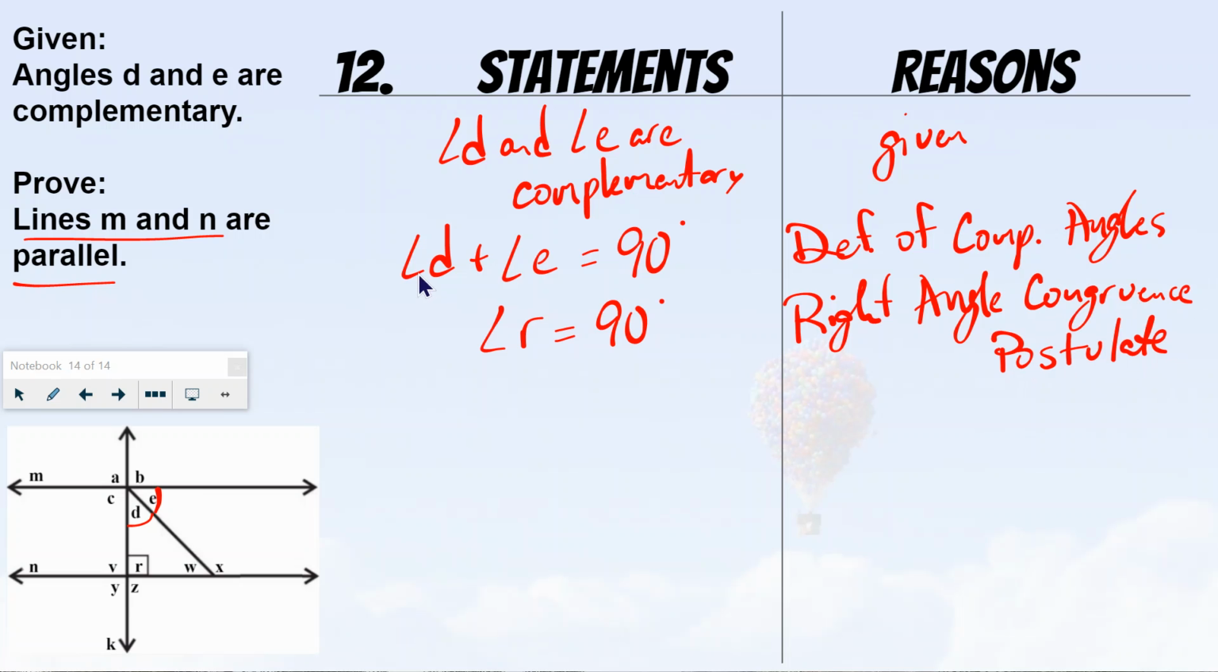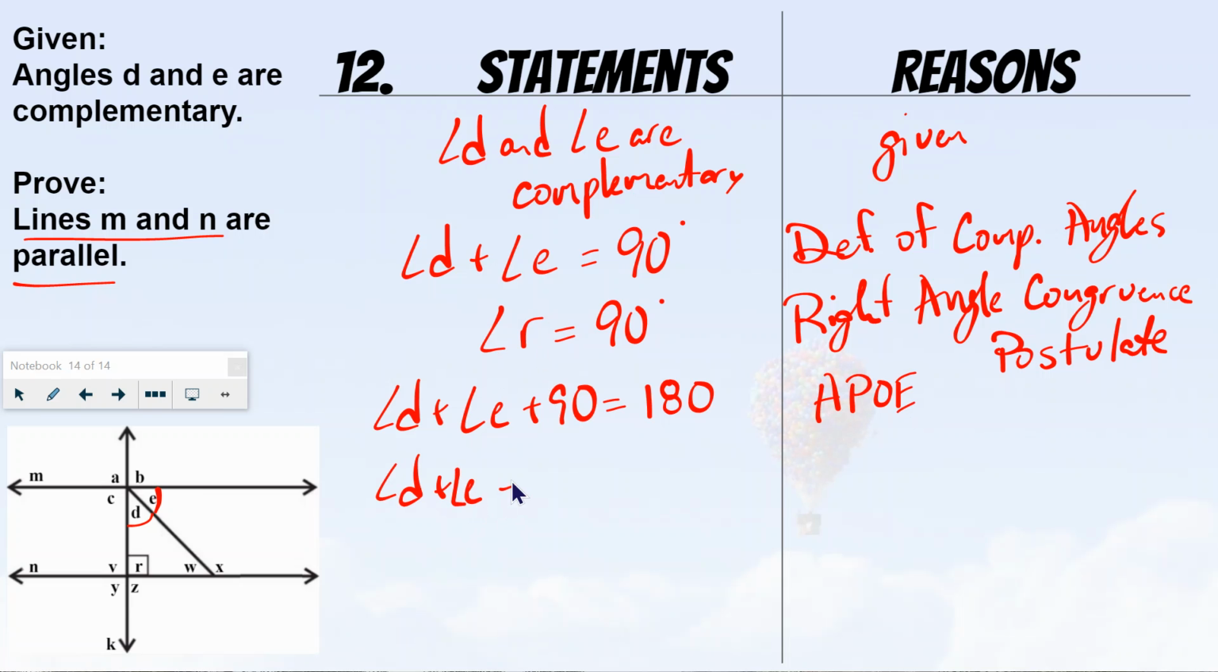And now I'm going to think about adding 90 to both sides of that equation. So D and E, the measurements of those angles, plus 90 degrees. And then on the other side, also adding 90 to get 180. Now I'm going to make a substitution. I'm going to say that angle D plus angle E plus angle R adds up to 180. Basically that these three angles together make a supplementary angle.